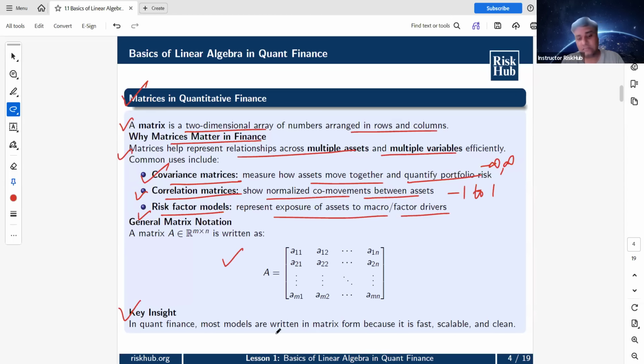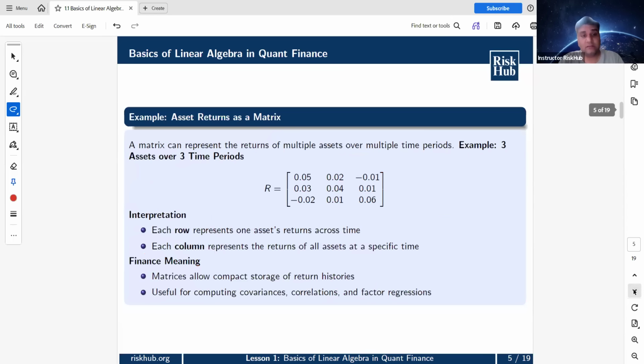So that is how it is written in quant finance. Most models are written in matrix form because it is fast, scalable, and clean, right? Okay. Then we have done this. Then we move to the next part. So next is asset returns as a matrix.